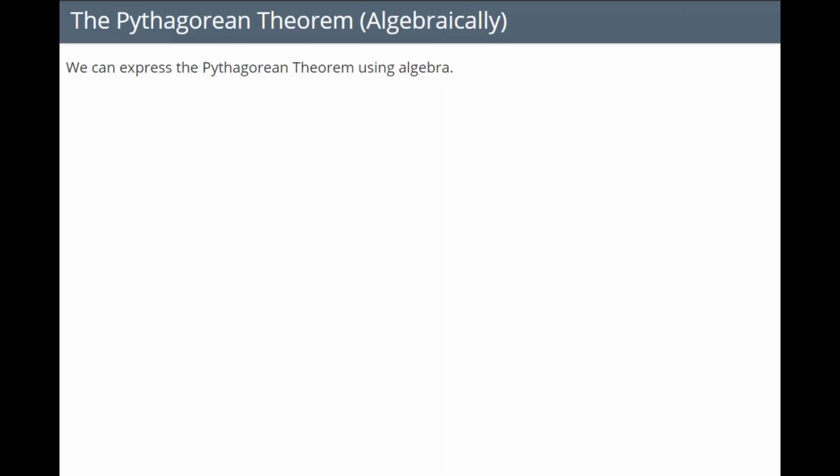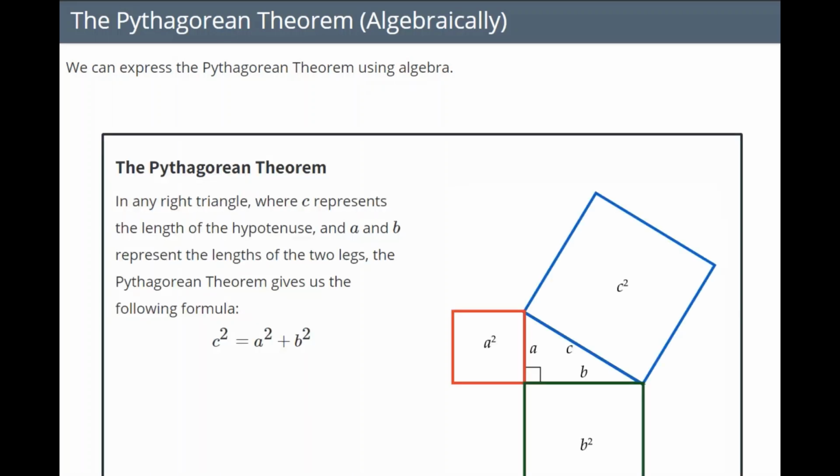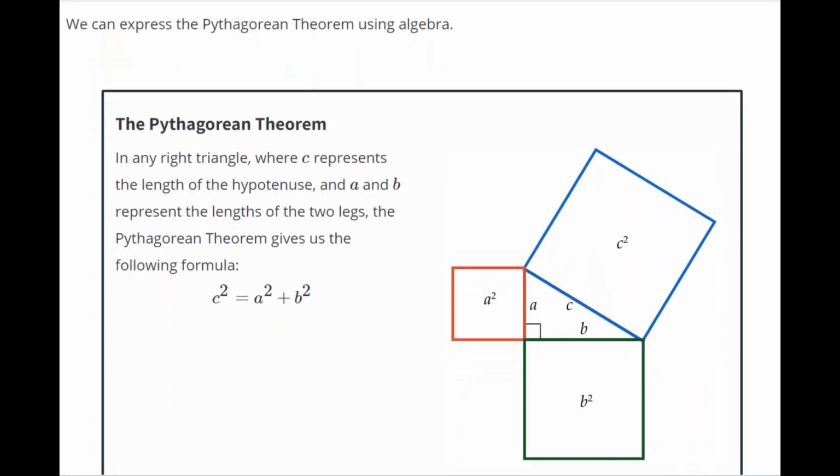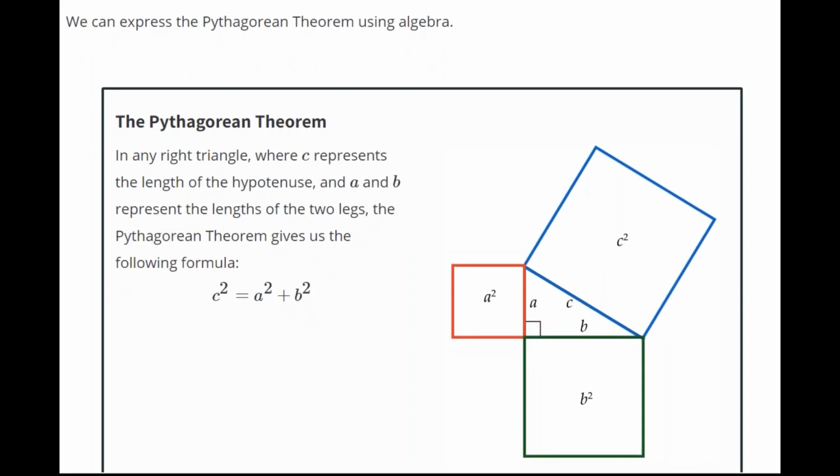We can express the Pythagorean theorem using algebra. In any right triangle where C represents the length of the hypotenuse and A and B represent the lengths of the 2 legs, C squared will be the area of the square on the hypotenuse, and A squared and B squared will be the areas of the squares on the 2 legs. Then the Pythagorean theorem gives us the following formula: C squared equals A squared plus B squared.